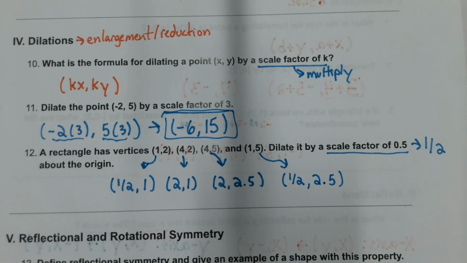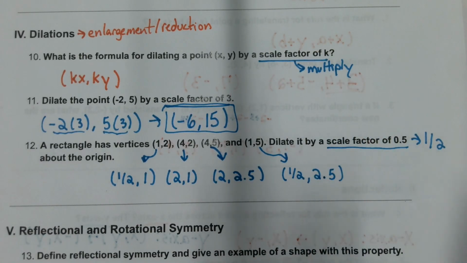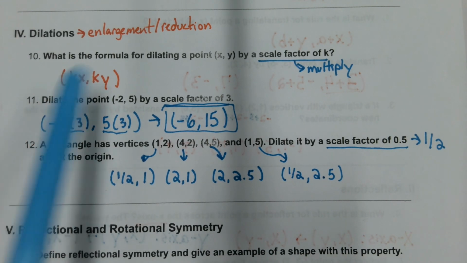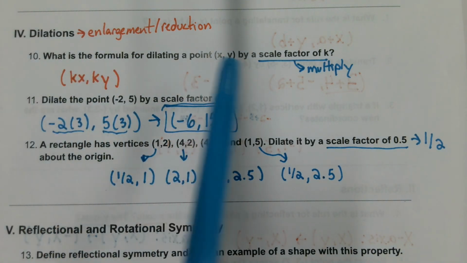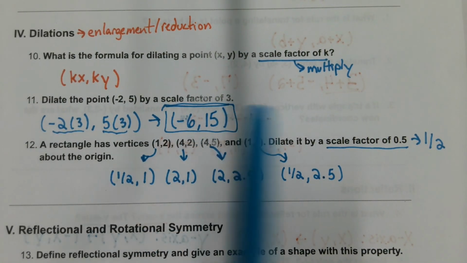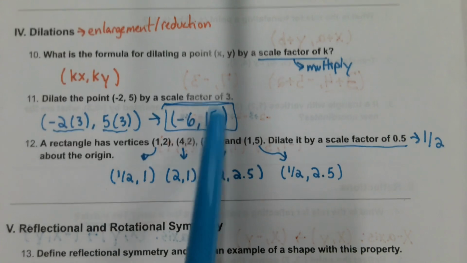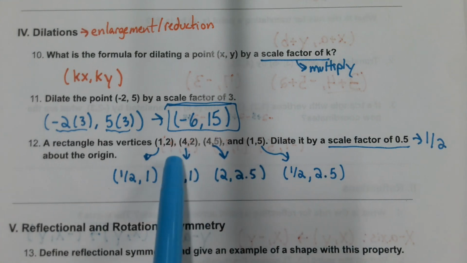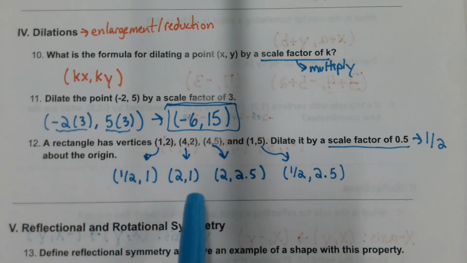So again, dilations, the key thing to take away here is, again, it's just multiplication. We're making something larger or we're making something smaller. And again, if we're talking about enlargement, that would be a scale factor of something larger than 1. So like the number 11 here with a scale factor of 3, that made it larger. This scale factor between 0 and 1 is going to make things smaller. So we see as we went from the original points to the new ones, all my points shrunk or reduced.